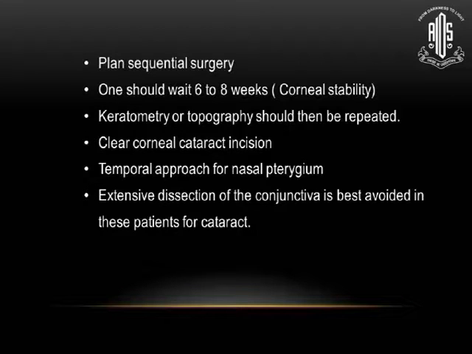For a pterygium like this, which is encroaching 3 millimeter or more into the cornea and causing a very bad irregular astigmatism in topography, always go in for a sequential surgery. After the pterygium surgery, we should wait around 6 to 8 weeks for corneal stability, repeat the topography, as you will find a change in the K value, and then plan the type of cataract lens accordingly.